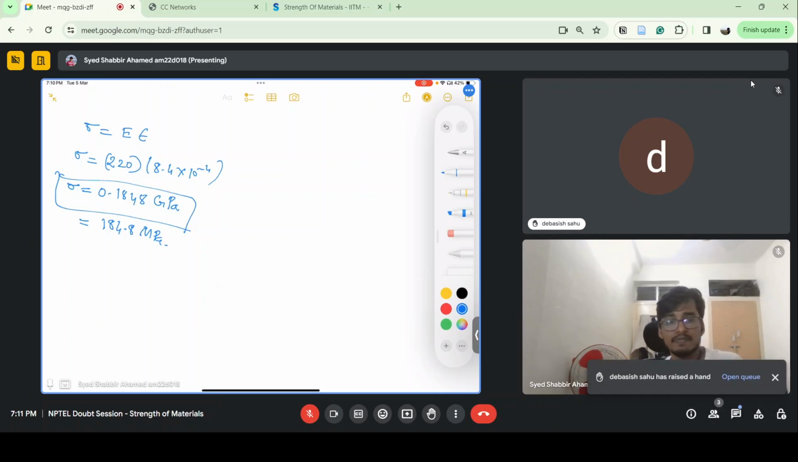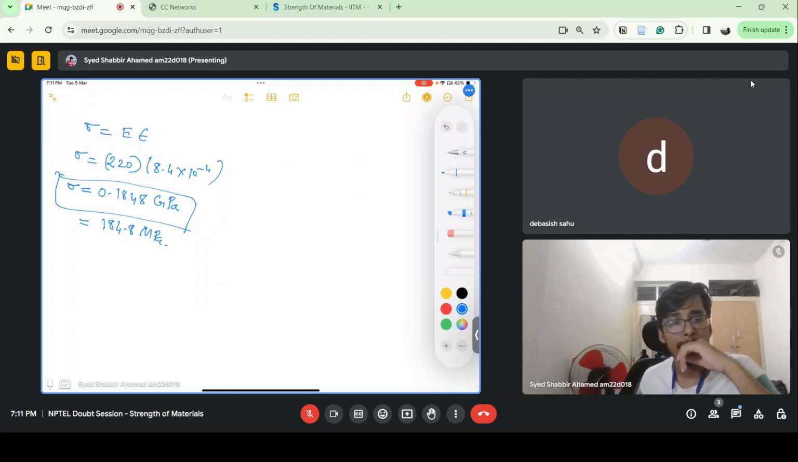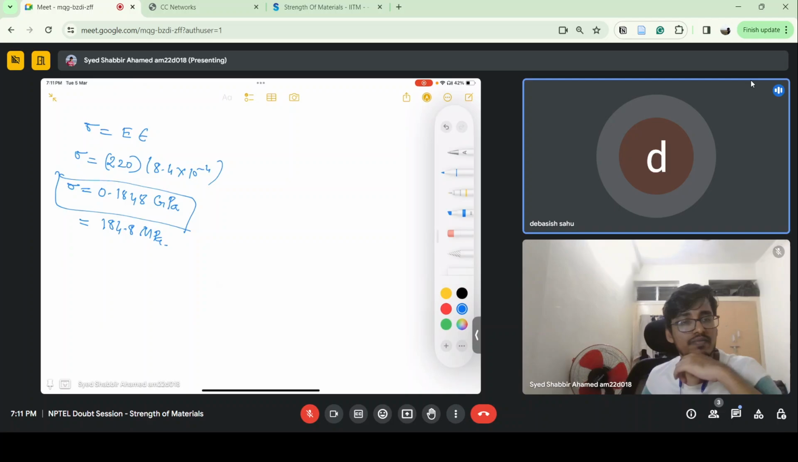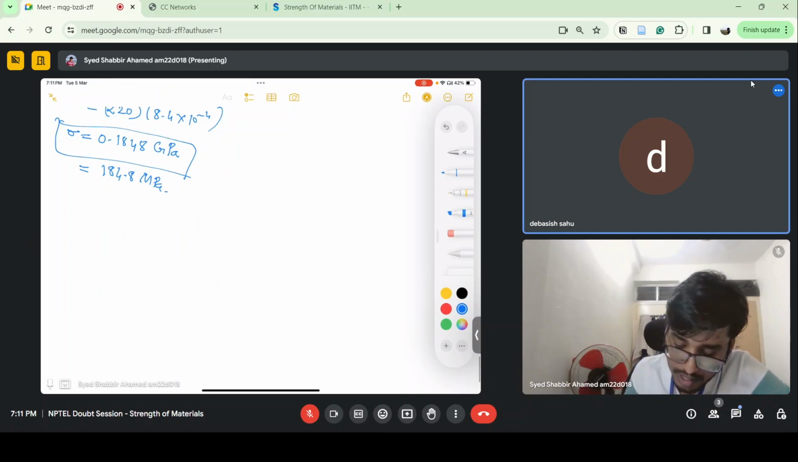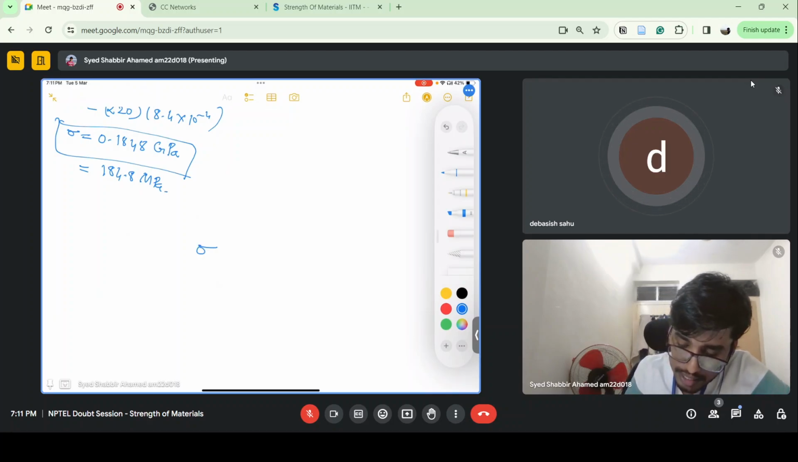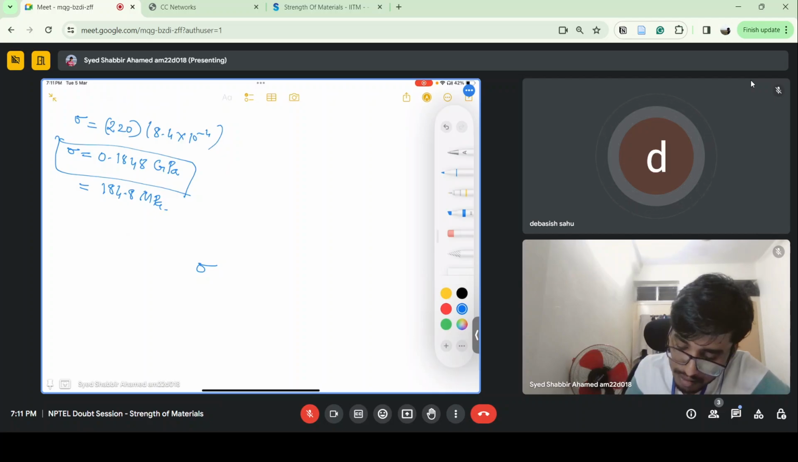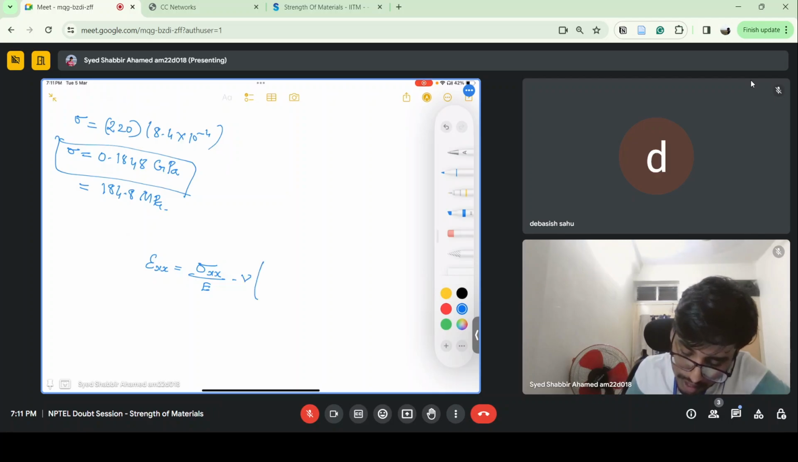Yeah, Devashish. Sir, why do you not consider the general Hooke's law here, and why do you consider this? Okay, see, let's say this strain is epsilon xx. I have the generalized equation right.